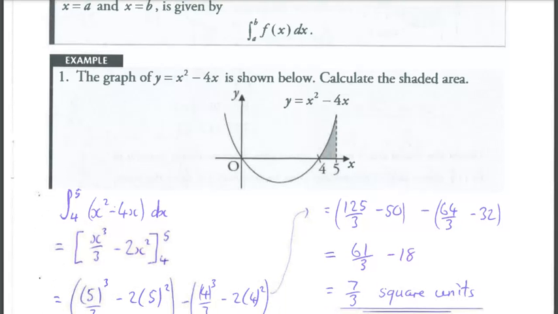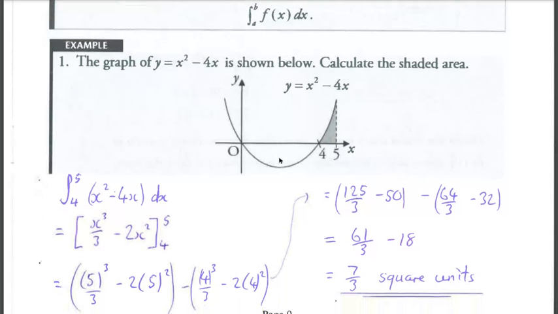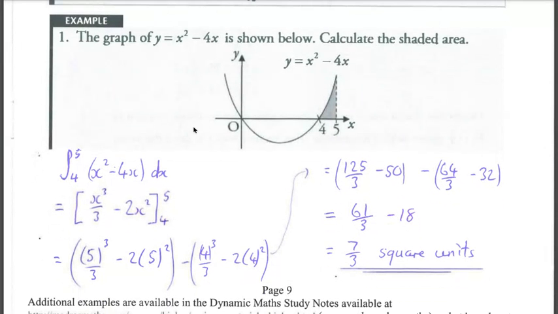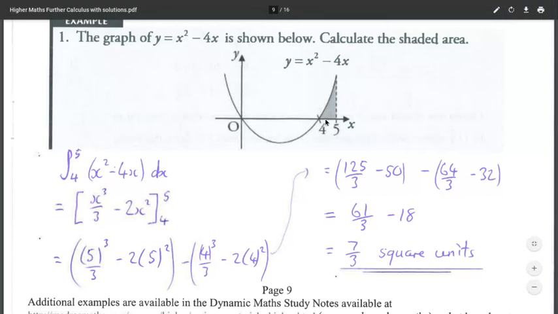The graph y equals x squared minus 4x is shown below. So a concave up parabola, because we have a positive coefficient of x squared, we have a positive amount of x squareds. Calculate the shaded area. Looking at the x coordinates here for the shaded area, we're starting at 4, ending at 5. Notice we don't need the y coordinate. So it'll be the integral from 4 to 5 of x squared minus 4x dx.